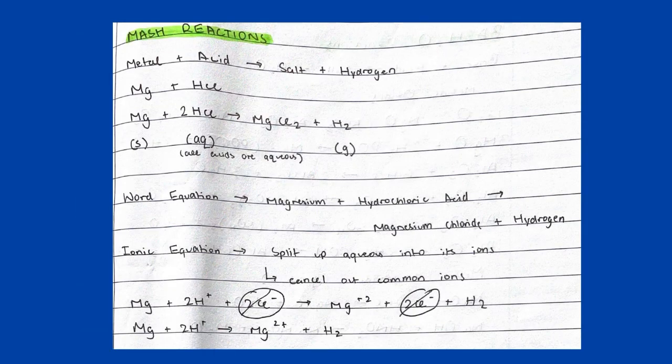When a metal reacts with an acid, it produces a salt and hydrogen. So we can look at the example of magnesium reacting with hydrochloric acid. When Mg is added to HCl, it produces a salt, which is MgCl2. In addition to this, hydrogen is produced. So to balance the equation, we would just add a 2 in front of HCl.